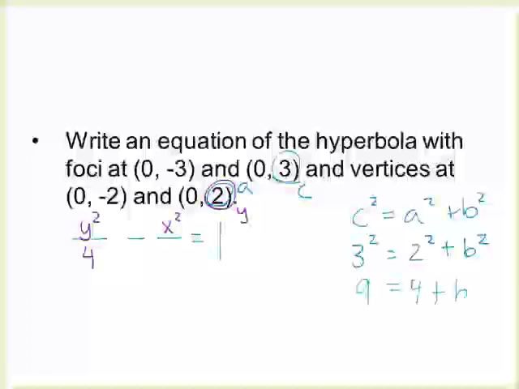So we get 9 is 4 plus b squared. 5 is b squared. We could find b, but we don't actually care what it is, because in the equation, everything is supposed to be squared. So we can just put the 5 right into the equation. So we determine what letter comes first by the part of the point that has the number. We square the vertex value to get the one denominator, and we have to use our Pythagorean theorem equation to get the other denominator.